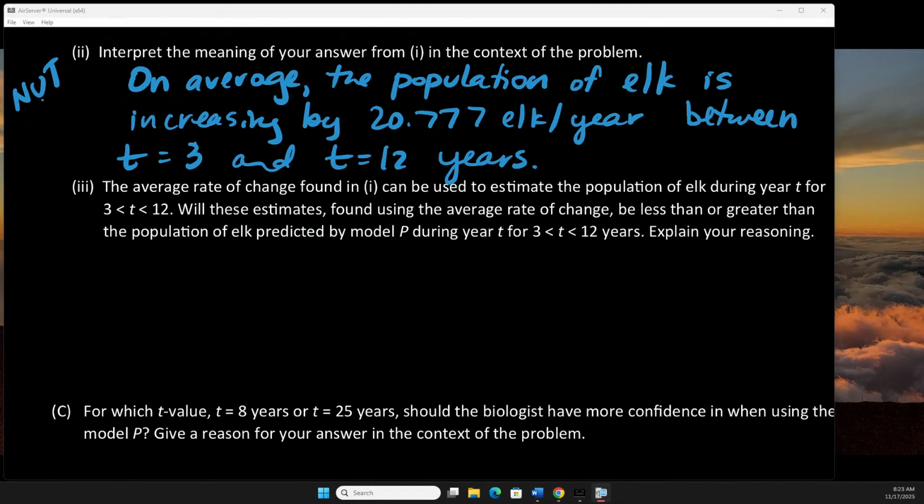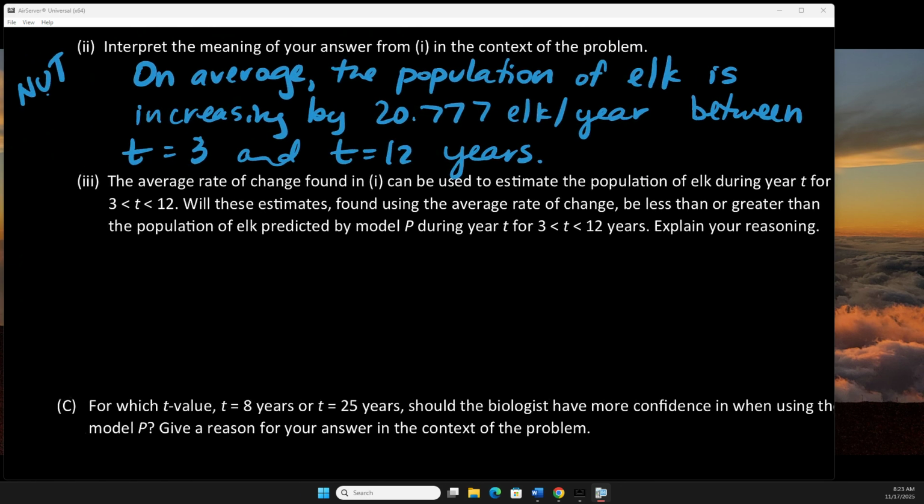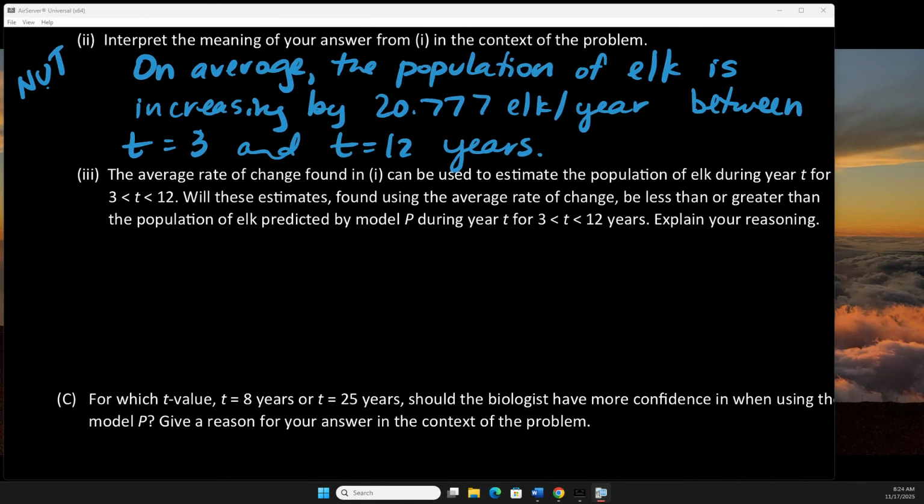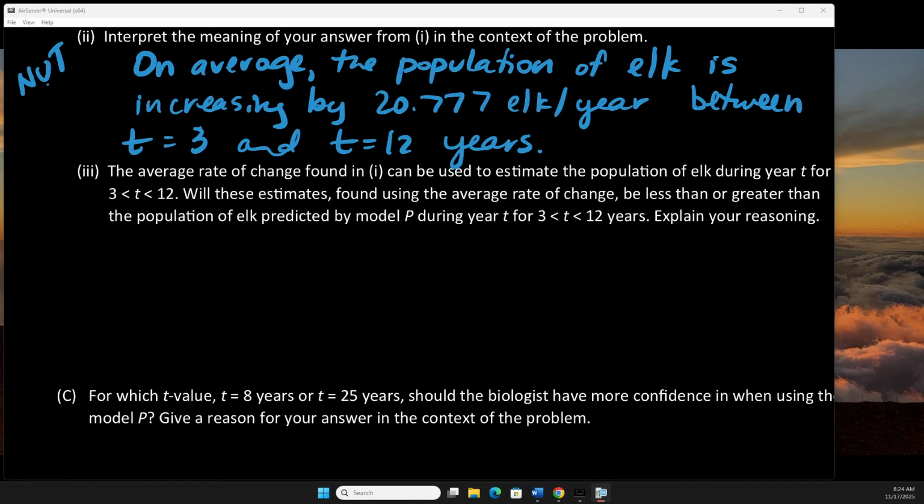All right, and then part 3, the average rate of change found in part 1 can be used to estimate the population of elk during year t for t between 3 and 12. Will these estimates found using the average rate of change be less than or greater than the population of elk predicted from the model P between 3 and 12 years?